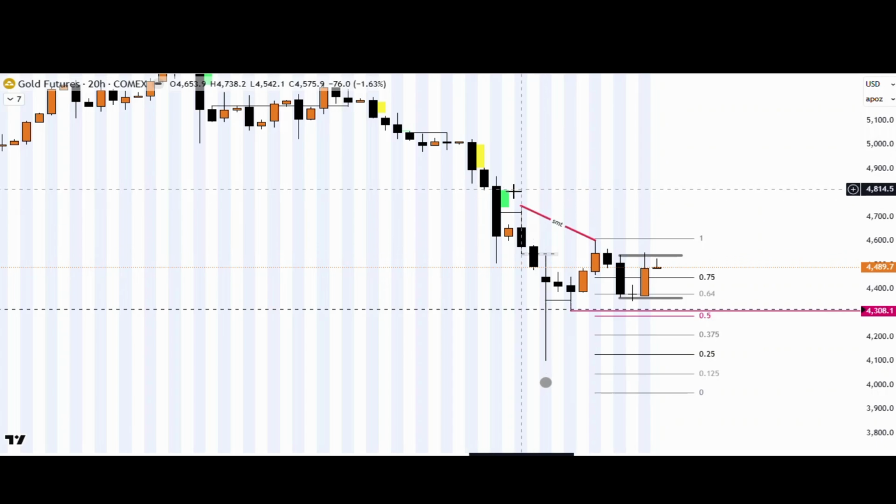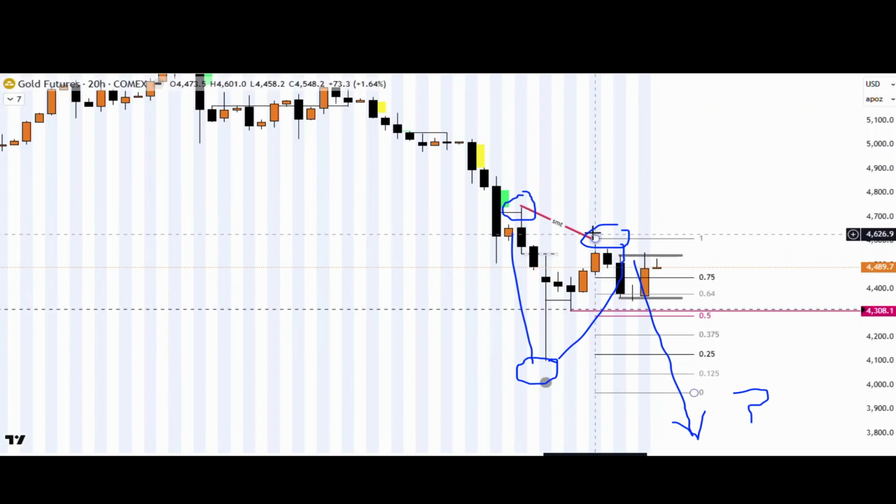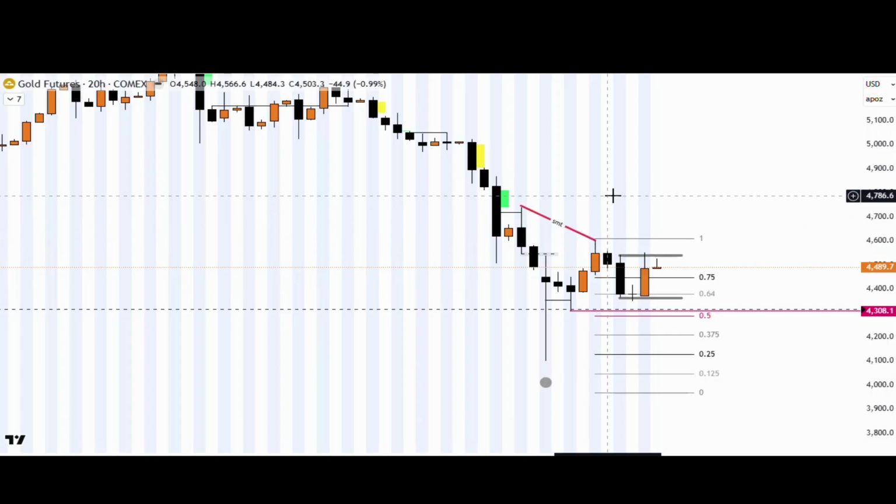Take this as point A, the origin. You take this low as point B, right? You swing low. And then here's your point C. This is where you start looking for trades. This is where you start hunting for trade, especially if you have SMT.